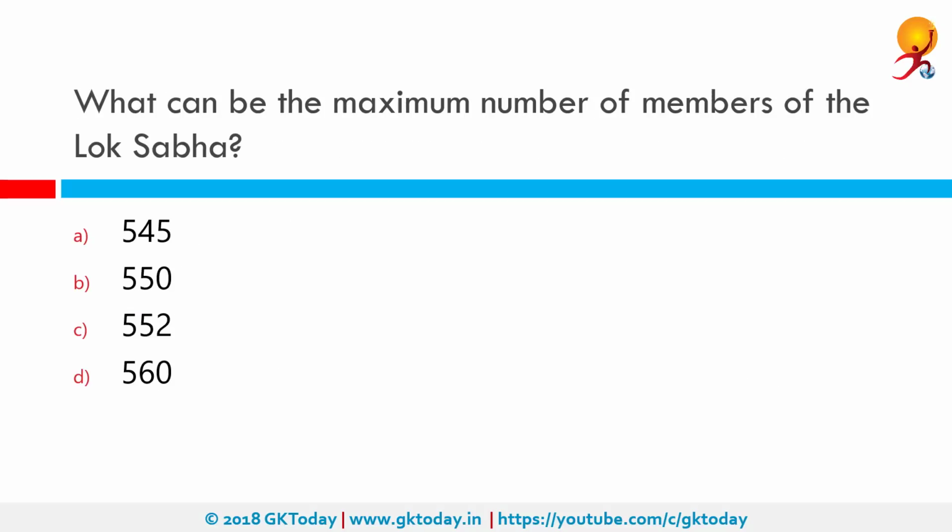What can be the maximum number of members of the Lok Sabha? Lok Sabha is the lower house of the parliament which represents people. Article 81 deals with the composition of the Lok Sabha and the maximum strength of the Lok Sabha is 552 members. So option C is the correct answer. Among this, 530 are elected from states, 20 are elected from union territories and 2 are nominated by the President from the Anglo-Indian community if the President thinks that the community is not adequately represented in the House.